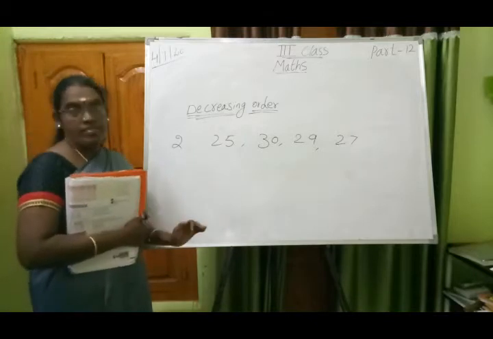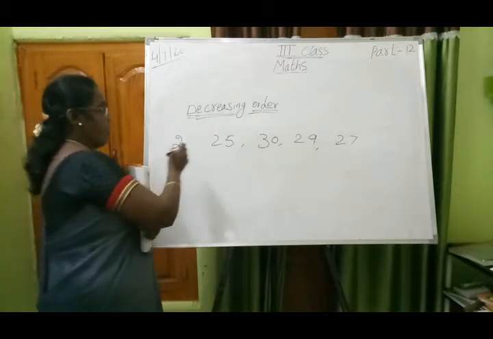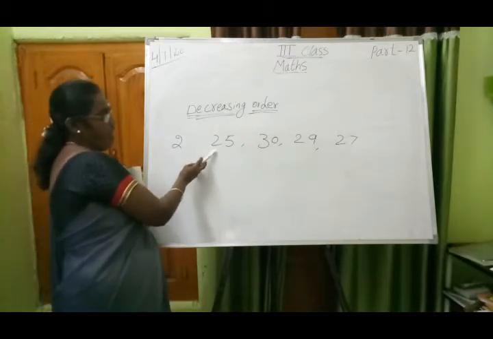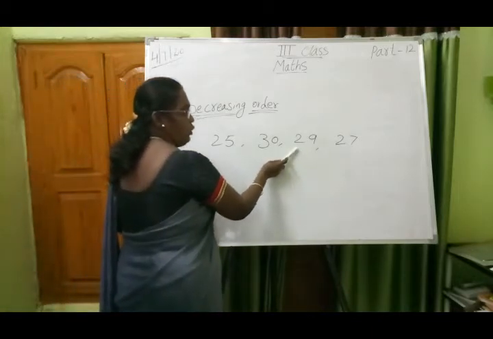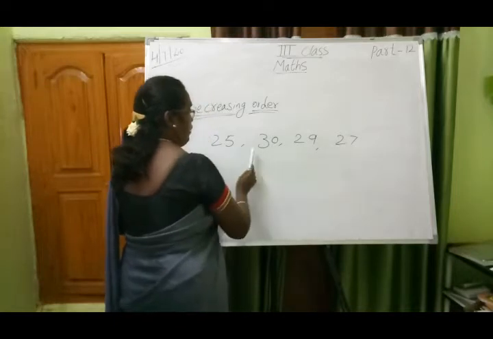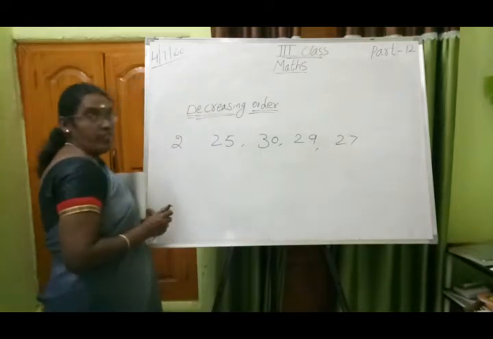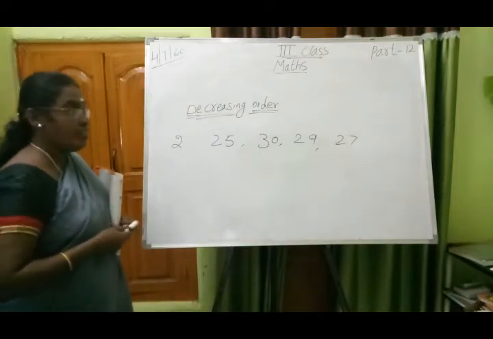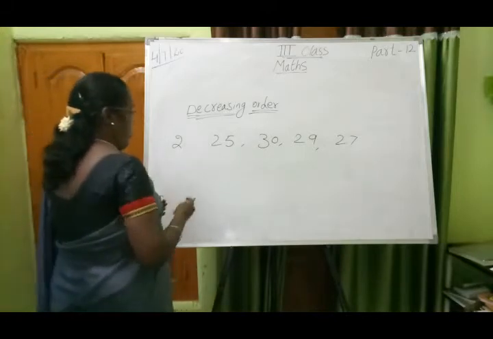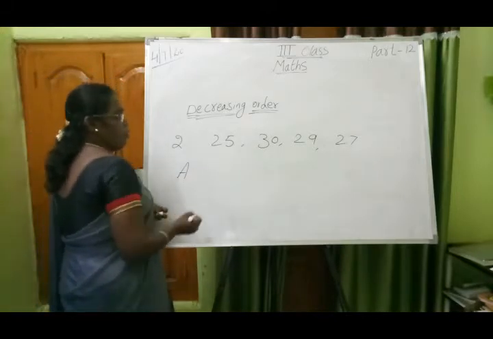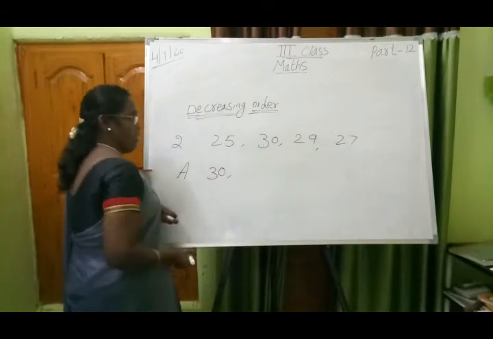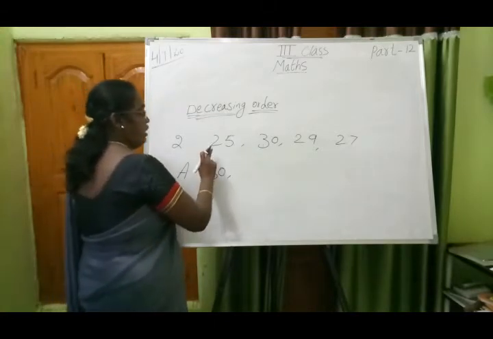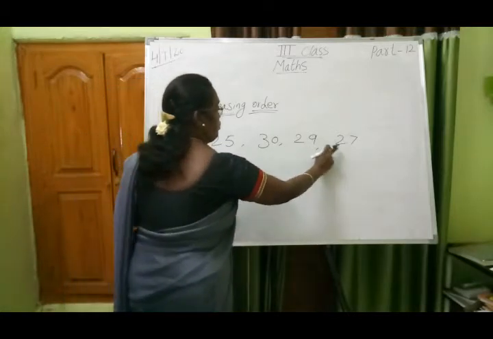See the tens place, children. Now we see the tens place here. Here the tens place is what, children? 2. Here 3. Here 2. Here 2. Which one is the big number in the tens place? 3. Yes, very good. So 30 is the big number. After that, what, children? Here the tens place is 2, 2, 2.